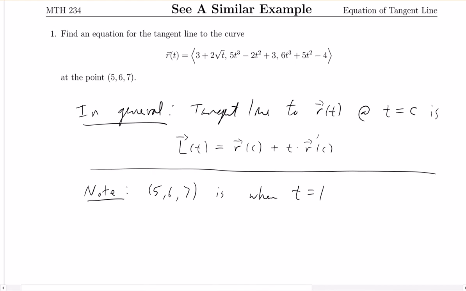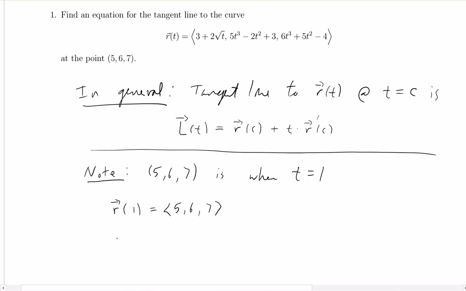Now we can use this formula. So let's see, what is r of 1? Well, it's 5, 6, 7. That's what we just decided. So that's the first part. Now we need to see what is r prime of 1. But before we plug in 1, let's just see what r prime is in general.